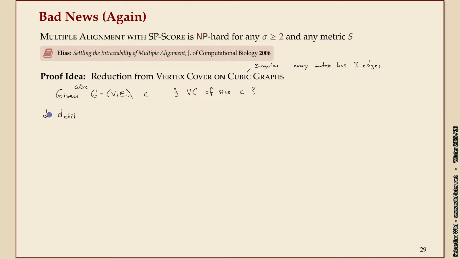So the distance we choose is edit distance. Then the SP score is the sum of edit distances. We can use sigma is 2. I'll only show this for the special case. Maybe this doesn't belong in the proof. Here I'm pretending that I'm only looking at the special case, and you can show the same construction also works in more general cases, but the calculation becomes even nastier.